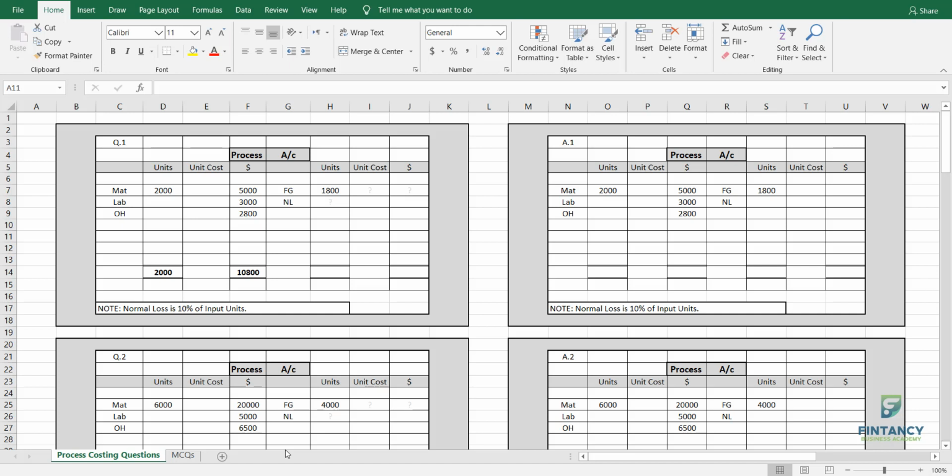Okay, so let's start. In this Excel sheet, we have around 7 questions. Once we are done with these 7 questions, then we will start MCQs. These 7 questions will explain you everything which is in your exam, which is in your syllabus. From every angle, I will show you how to solve a process costing question. So let's start with question number 1.